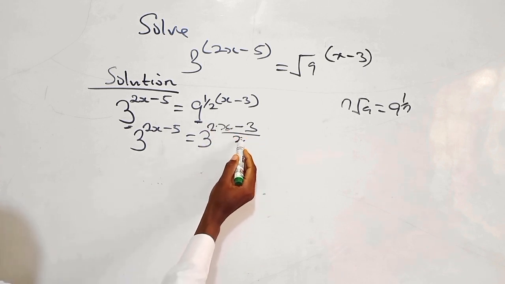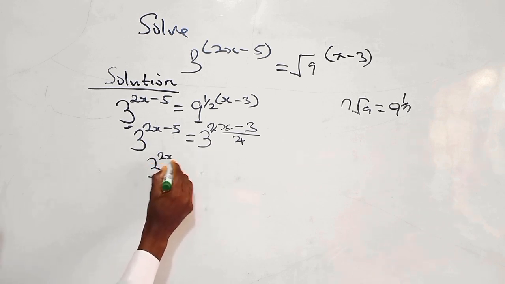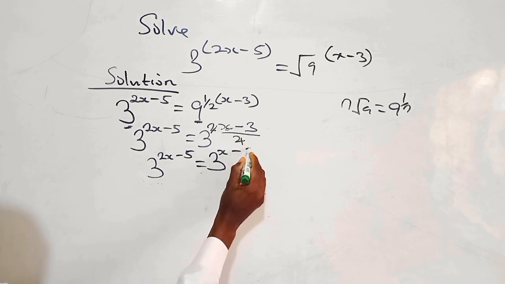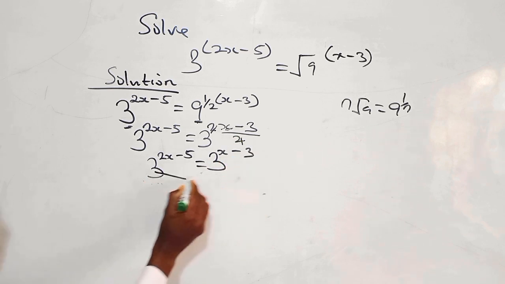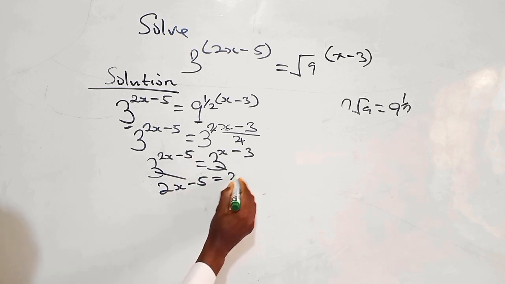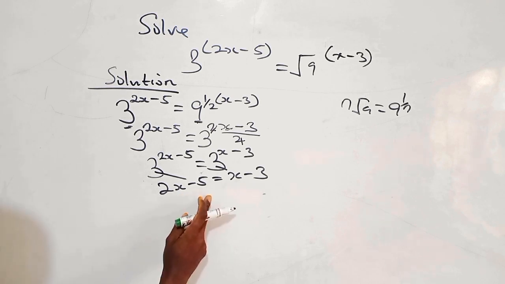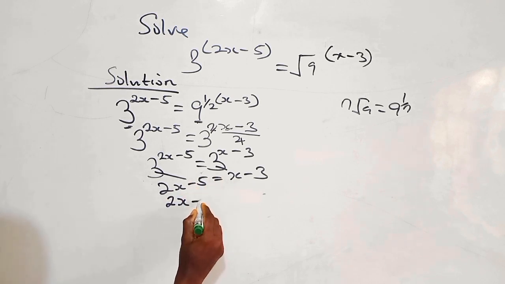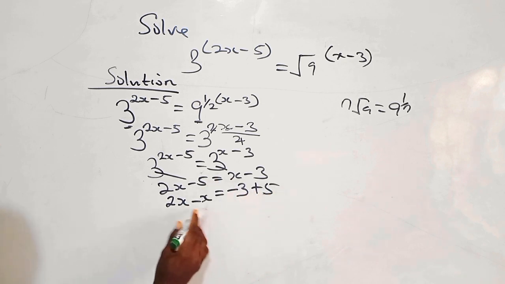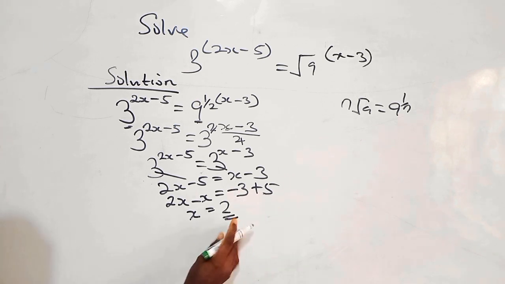Okay, so this can easily cancel this. So here I have 3 raised to power 2x minus 5 equals 3 raised to power x minus 3. So I can compare the exponents. So I have 2x minus 5 equals x minus 3. Okay, so from here now I collect the like terms. I have 2x minus x equals minus 3 plus 5. So 2x minus x is x, and minus 3 plus 5, I have that to be 2.